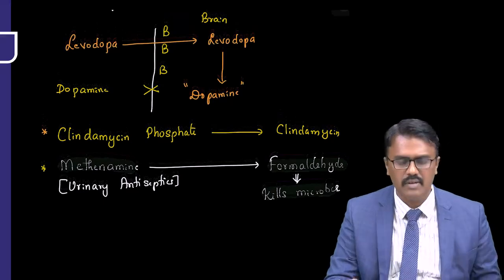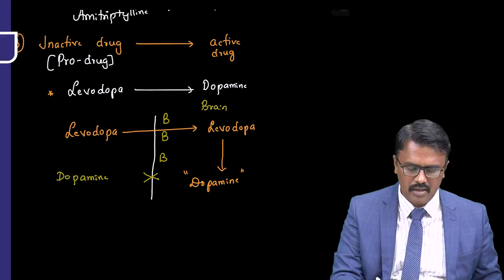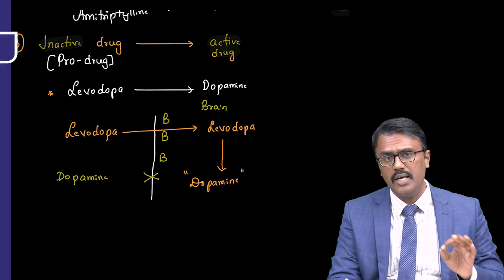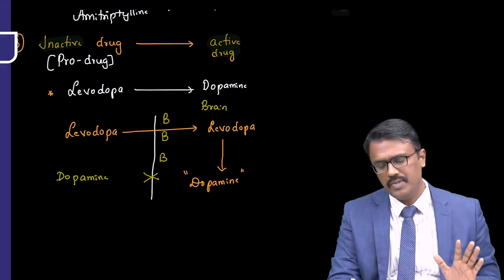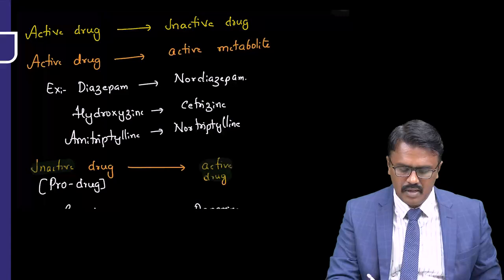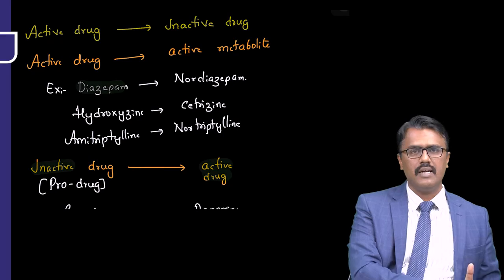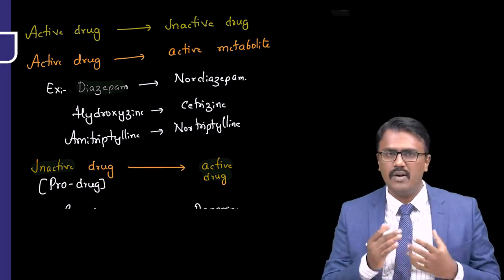Meaning, the drug should be inactive, and after metabolism it should become active. Then only it is called a prodrug. Sir, what about diazepam? Diazepam is not an example of a prodrug because the drug is already active. The metabolite is also active. It's not an example.